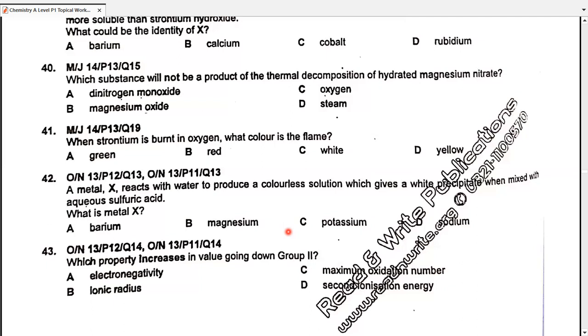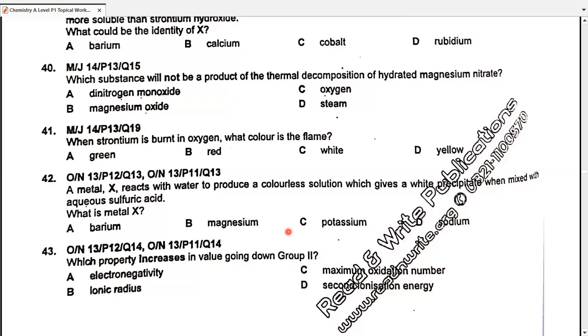Barium plus H2O gives barium hydroxide, which gives a white precipitate when mixed with sulfuric acid, H2SO4. Barium sulfate plus H2. It's a white precipitate. Magnesium sulfate, potassium sulfate, sodium sulfate. Barium sulfate is insoluble, so it would give a precipitate. A.